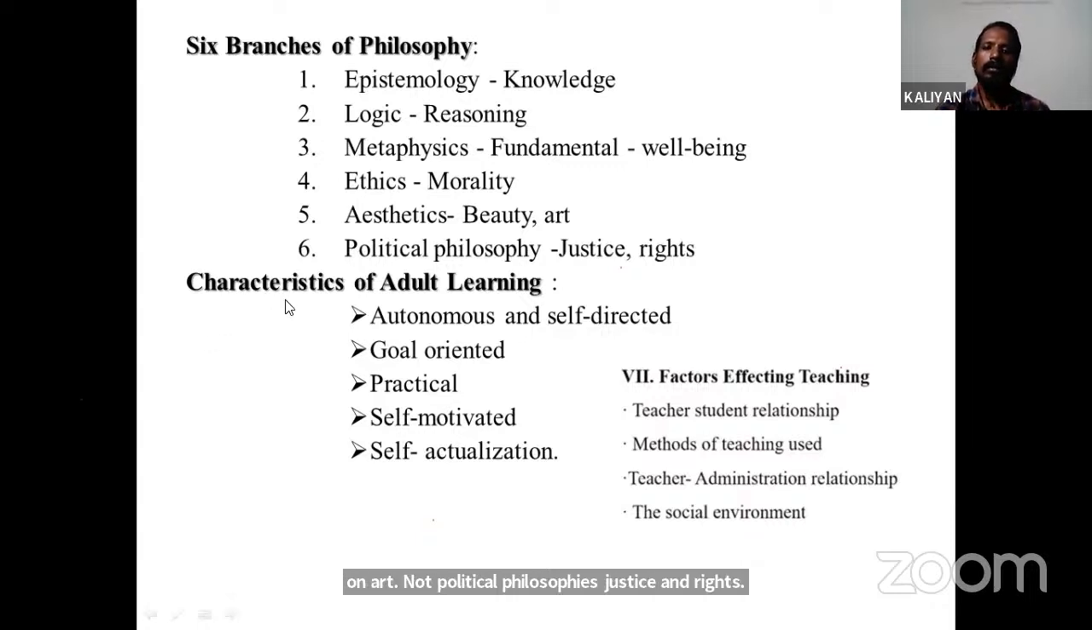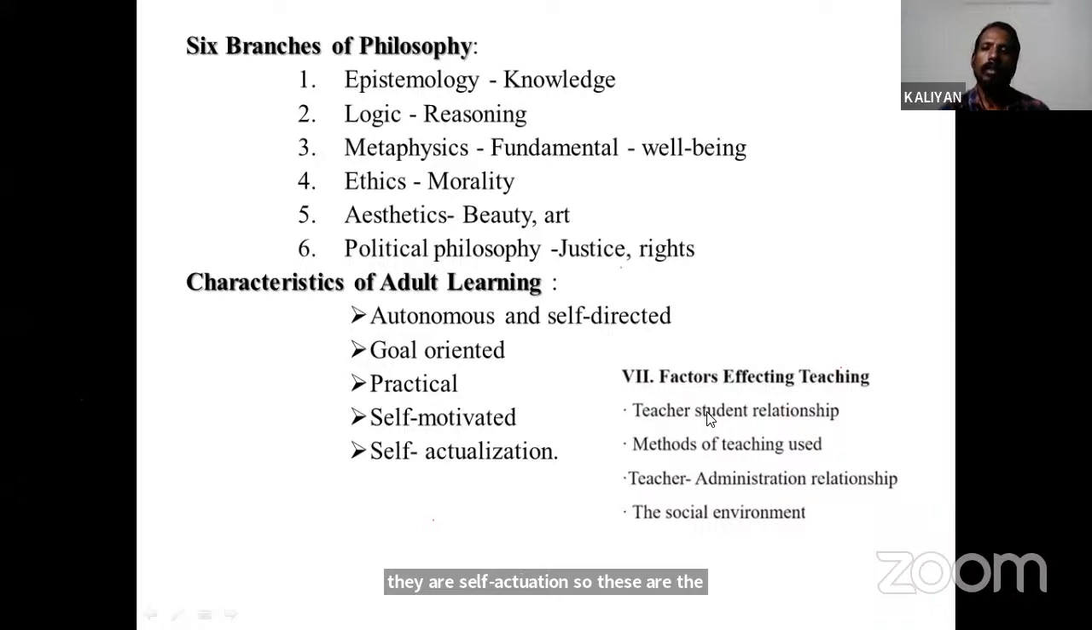So, characteristics of adult learning. Adult learners are more autonomous and self-directed. They are goal-oriented, practical, self-motivated, and they seek self-actualization. So these are the characteristics of adult learning.